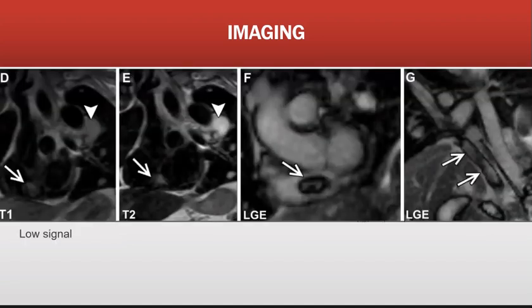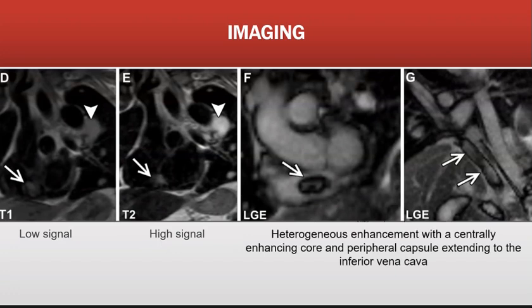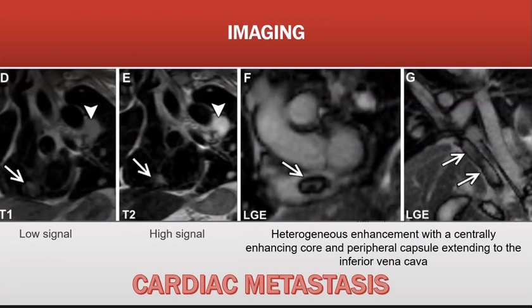There was low signal intensity on T1 weighted images and high signal intensity on T2 weighted images. The cardiac mass and the pulmonary metastasis share the same T1, T2 signal pattern, suggesting they were part of the same underlying disease. The uptake of contrast agent in the metastasis was heterogeneous, with the centrally enhancing core and peripheral capsule at late gadolinium imaging. The contrast agent uptake also delineated the extent of the mass in the inferior vena cava. Post-mortem examination confirmed advanced colorectal adenocarcinoma with pulmonary, hepatic, and cardiac metastases.